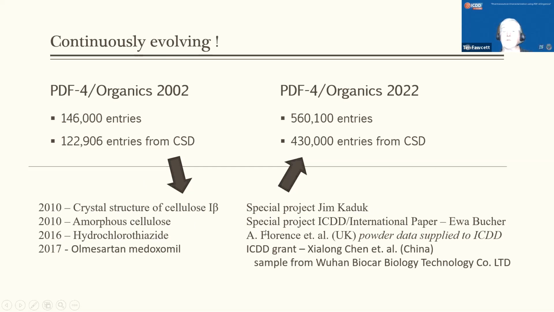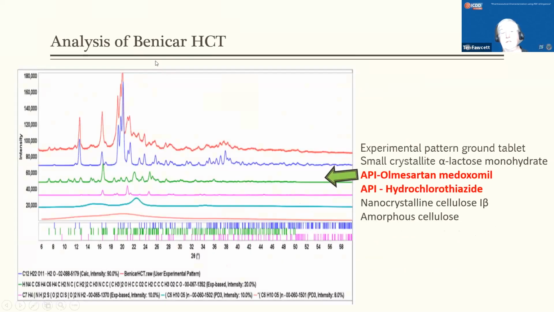This came from a single crystal structure from A. Florence and others in the UK, and ICDD editors contacted him and were able to get the powder data supplied to the ICDD. And then the pattern of olmesartan medoxomil came from a special grant by Xiaolong Chen in China and from the Wuhan Biocar Biology Technology Company. He was able to get a sample from them, and we know that that particular reference that he got is what's matching Benicar HCT here.